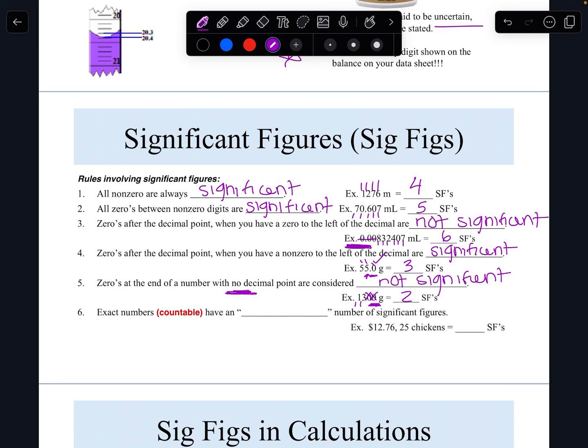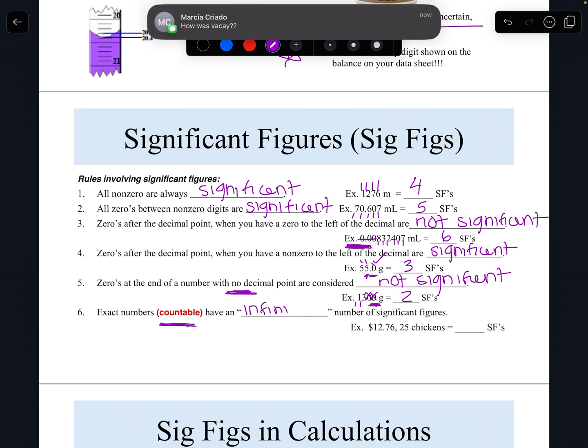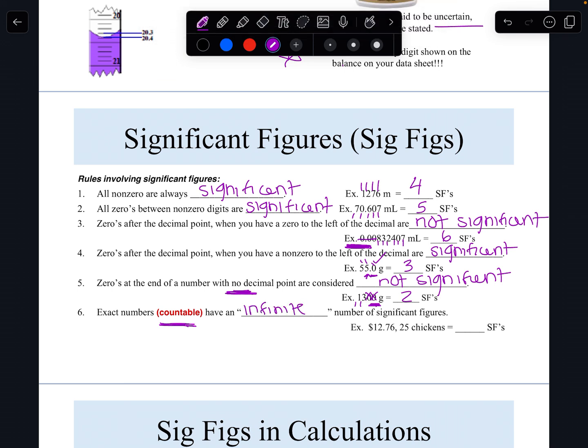Now the last one is exact numbers or countable numbers have an infinite number of significant figures, okay? So anything that has a unit that is not measurable. For example, this has chickens; if it said cars, pennies, folders, paper, any of that, if it's a certain number of it, you actually put the infinity sign or you can write infinite. Okay?